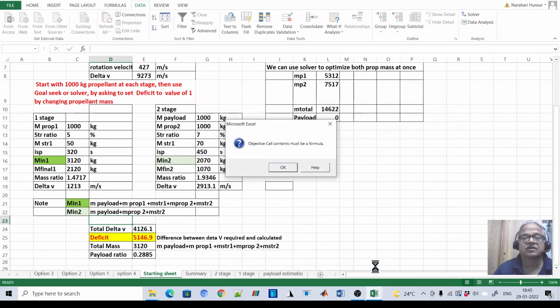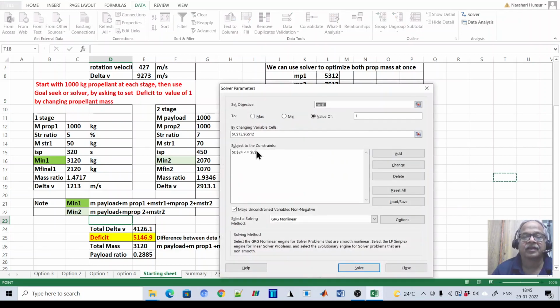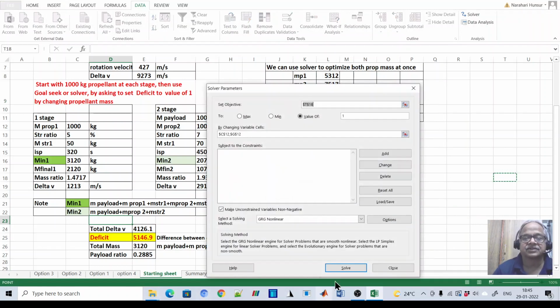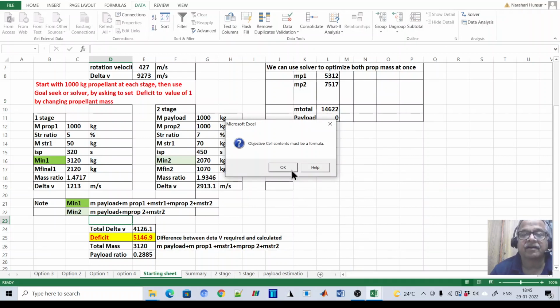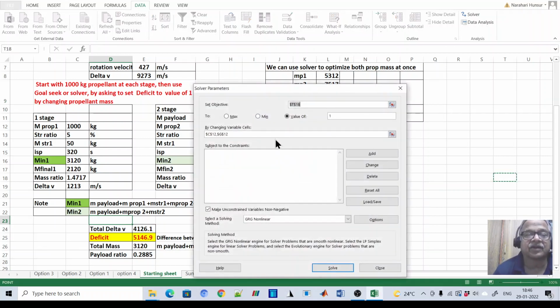If I press solve, okay, there is a problem here. Let me cancel that. Maybe this is not required. Okay, let's see if it works without that. Maybe I picked the wrong cell. Okay, hold on. That was the problem. Okay, now we should be able to solve.